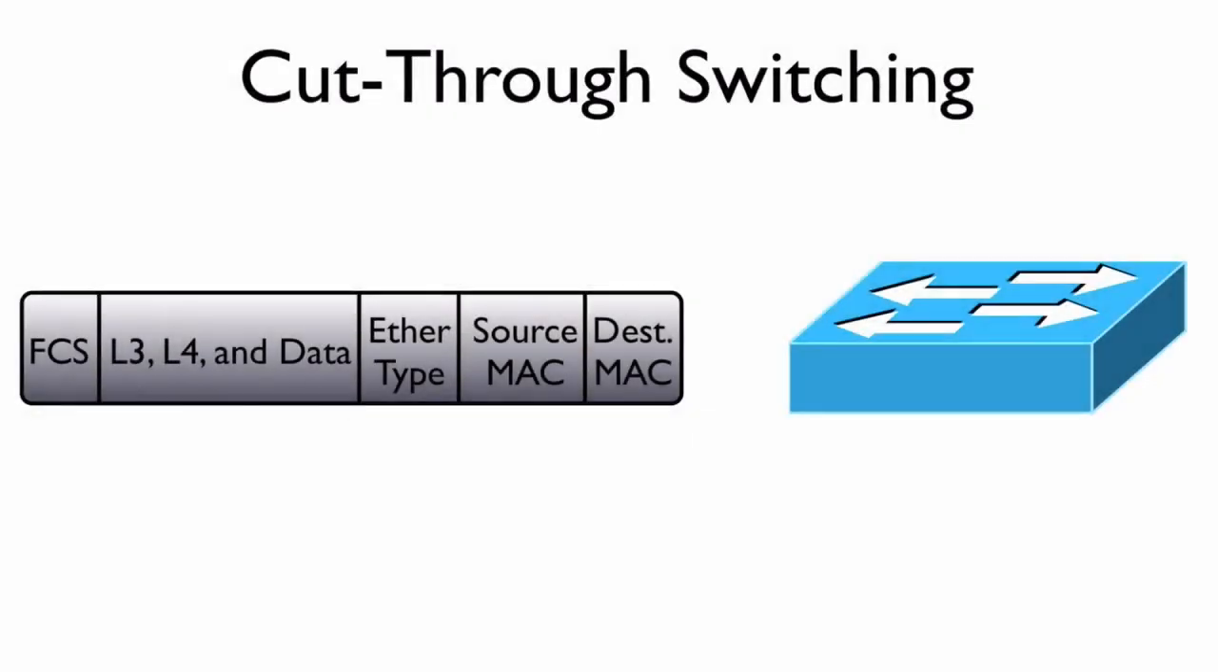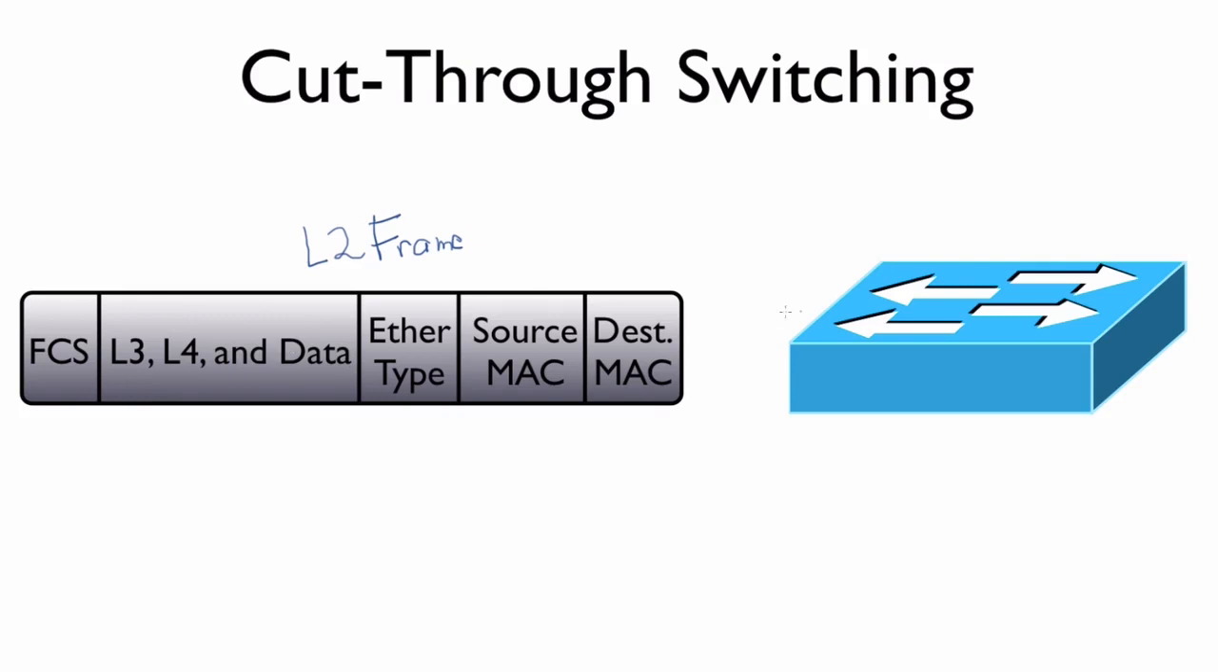Cut-through switching is a way for a switch to get minimal information about where a frame is destined and start forwarding that frame as quickly as possible. I've given you a simplified version of a layer 2 frame on screen. It's simplified because I didn't bother to show a few bits leading up to the frame called the preamble, and I grouped together the layer 3 and layer 4 headers and the data. But in general, this is the basic structure of a layer 2 frame.